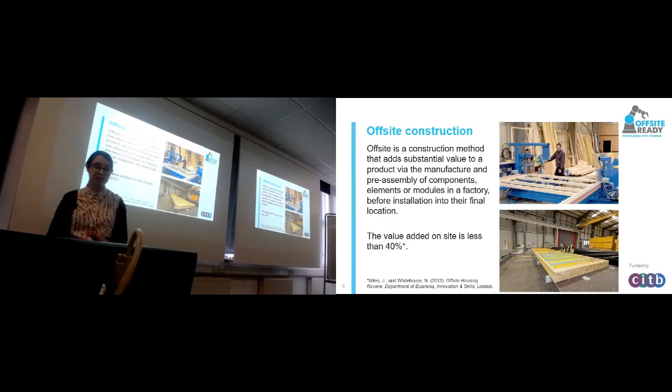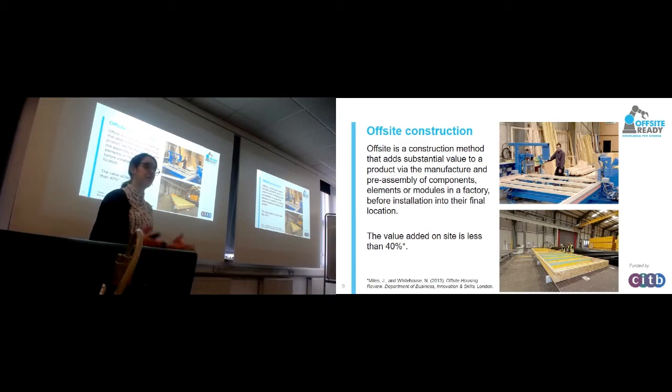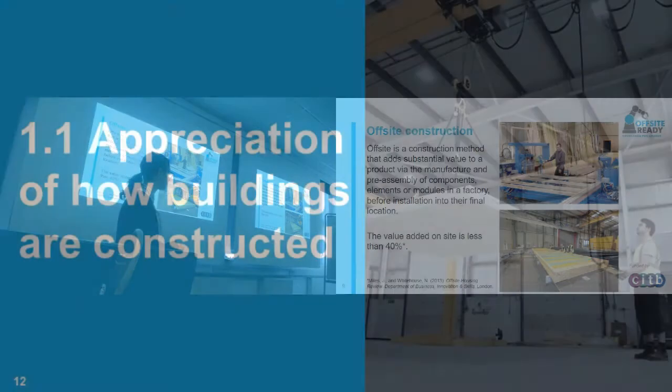So offsite construction is a method that adds substantial value to a product via the manufacturing and pre-assembly of components, elements or modules in a factory before they're installed in the final location. So in other words, it's all about moving some of the work from site to the factory, where you have better control over the processes.